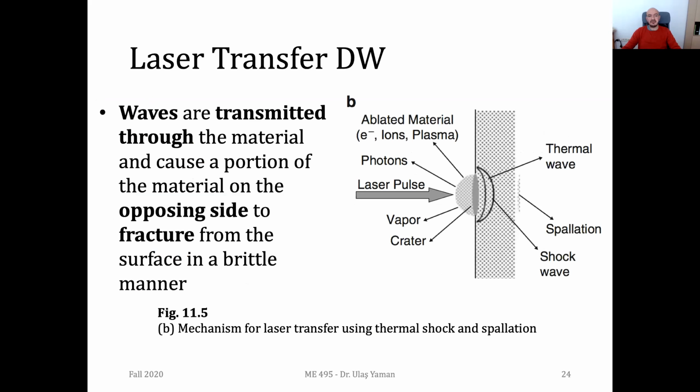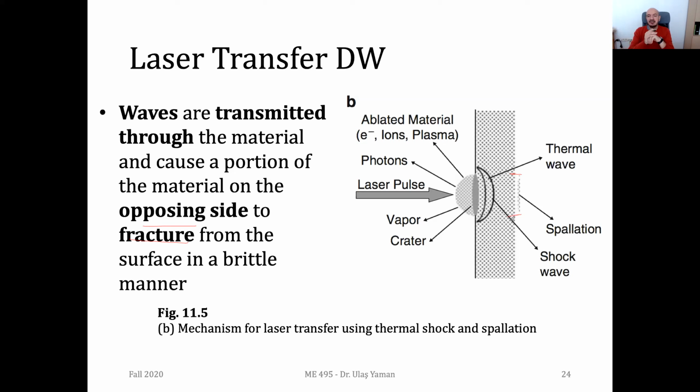Now let's have a look at the detail. What happens while we are applying laser on the material? We have some waves transmitted onto the material, and with the help of it, we will start some fractures on the opposing side of the material. With the help of it, we will have this part removed from the main material, and it will be deposited on the other substrate.